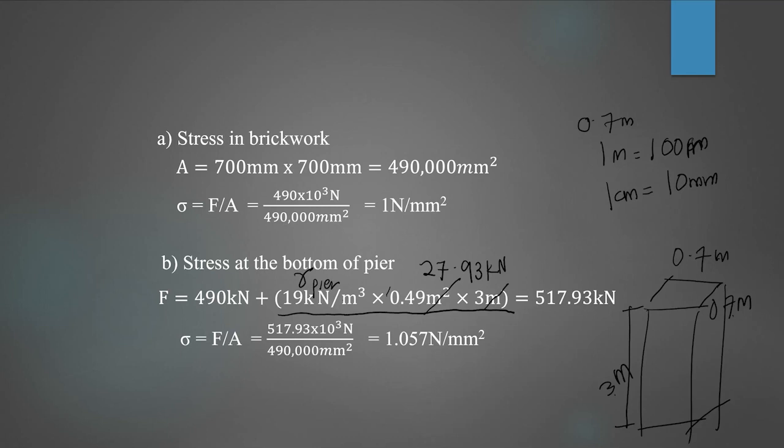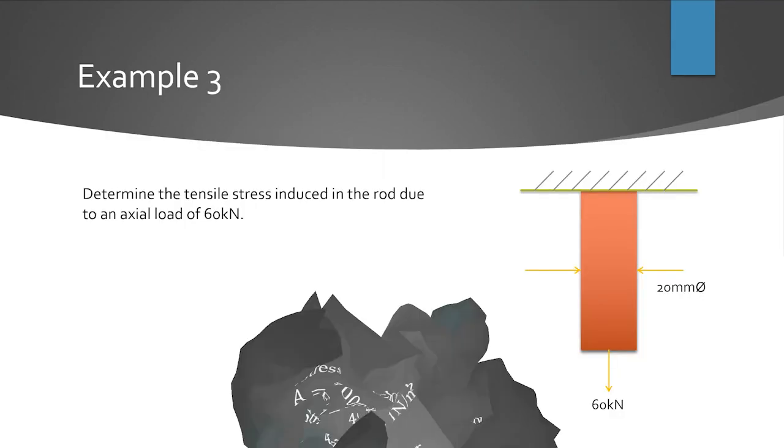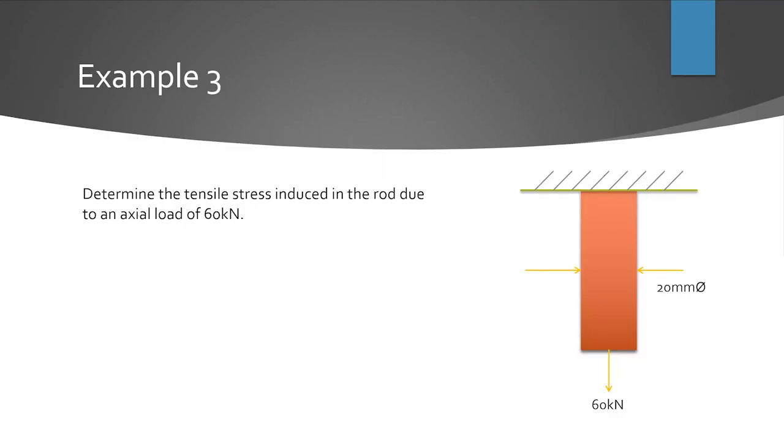We are done with example number 2. Let's move on to example number 3. Okay. Determine the tensile stress induced in the rod due to an axial load of 60 kilonewton. Okay. So, we are still calculating tensile stress. So, this is normal stress. All normal stress uses this formula. Sigma equal to force divided by area. The force must be perpendicular to the area.